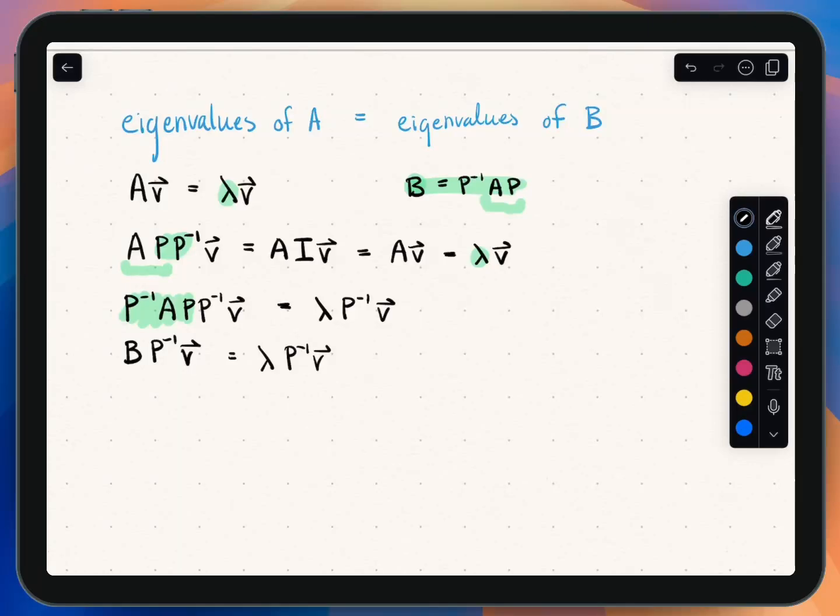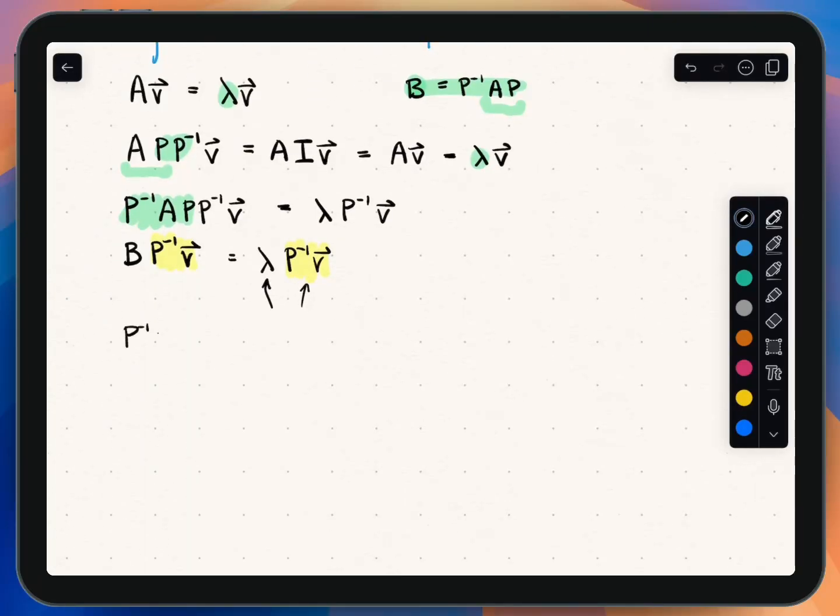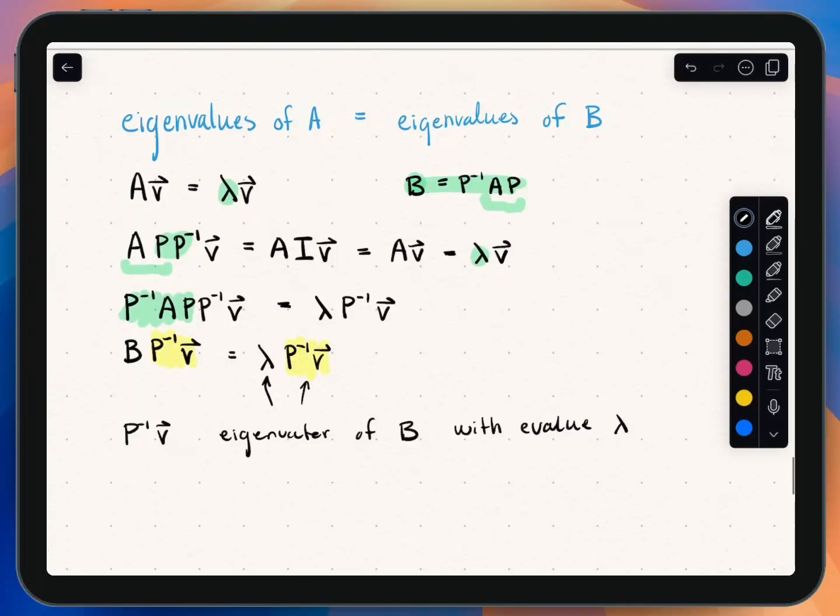And what do you know? Right here, that I'm highlighting in yellow, this is just another vector. This is P inverse V. And that's just another vector, and here we can see we have lambda times that vector. So indeed, P inverse V must be an eigenvector of B with the eigenvalue lambda, which was the same as for A. So it has the same eigenvalue as A. The eigenvector is different, but the eigenvalue is the same.